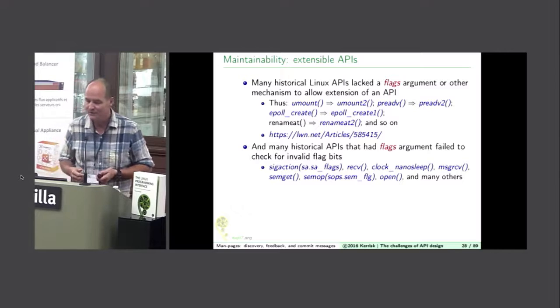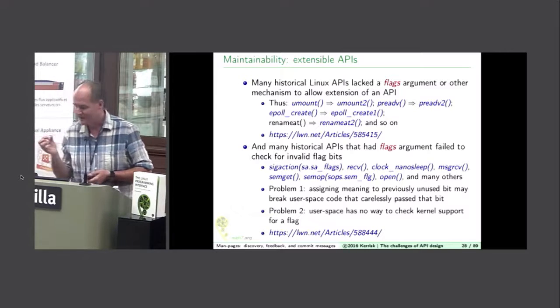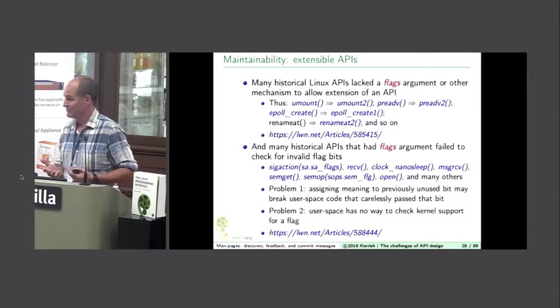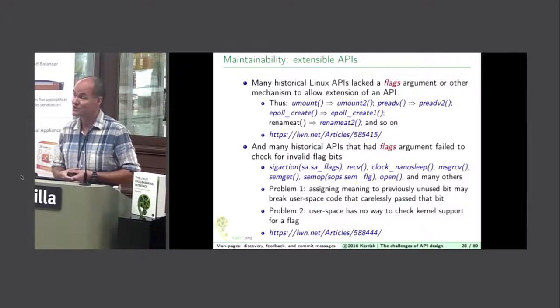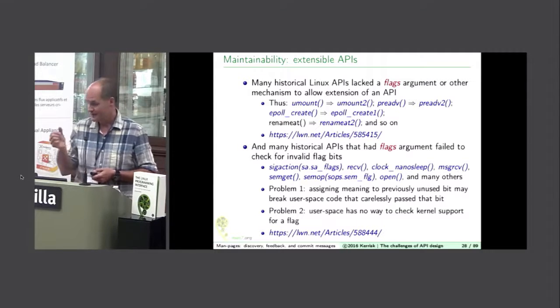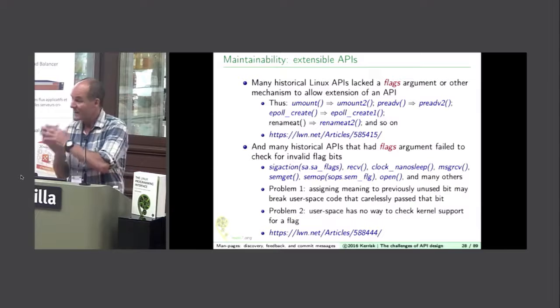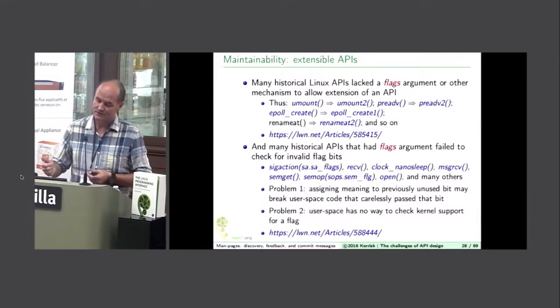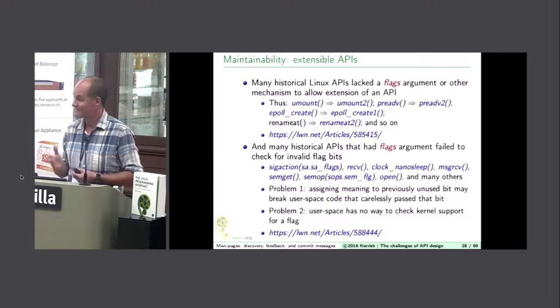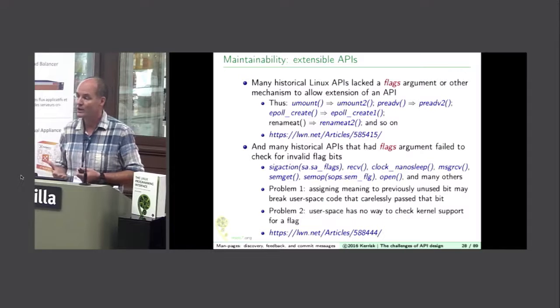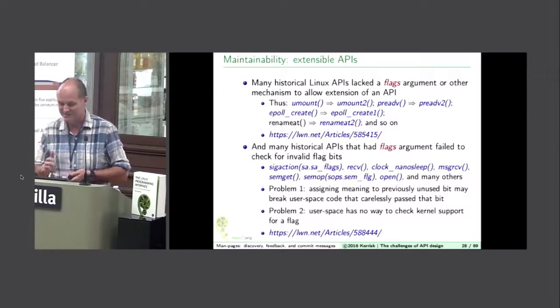So then you've got a problem, because perhaps you had a user space application that carelessly passed one of those bits, and now that application behavior is perhaps going to change. And there have been cases in terms of interface development on Linux where we've had exactly that problem, and then Linus has pushed back to say, well, you can't make this interface change in this way because it breaks user space.